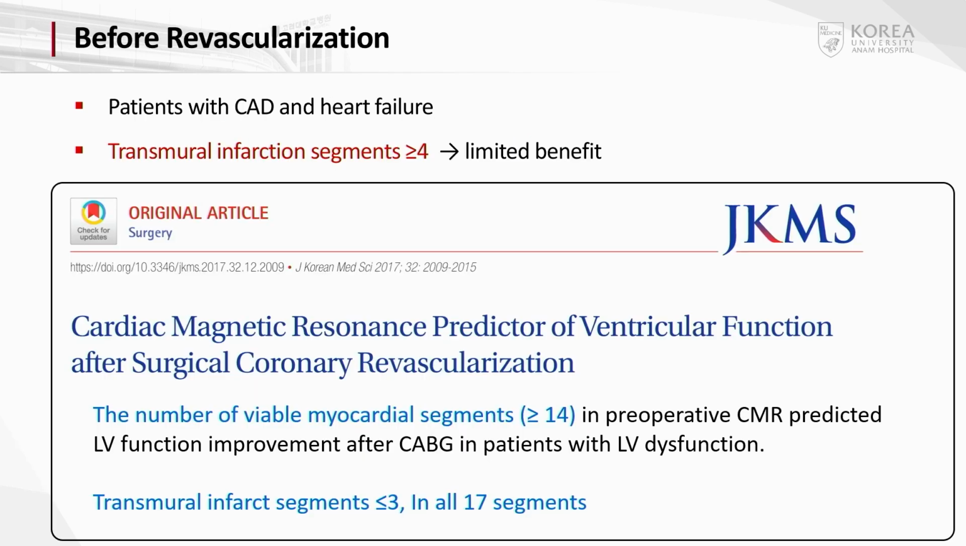One study using MRI in the assessment of CAD patients shows that patients with greater than or equal to four transmural infarct segments have limited improvement in cardiac function even after successful revascularization. This highlights the predictive value of LGE prior to surgery as well as PCI.